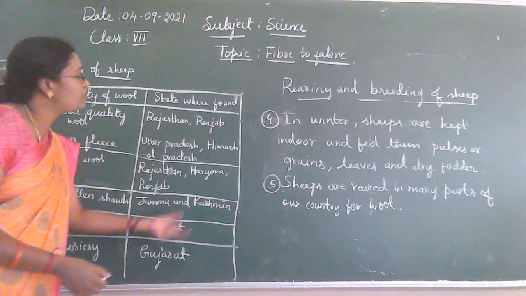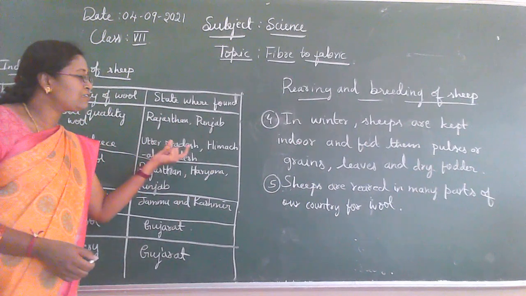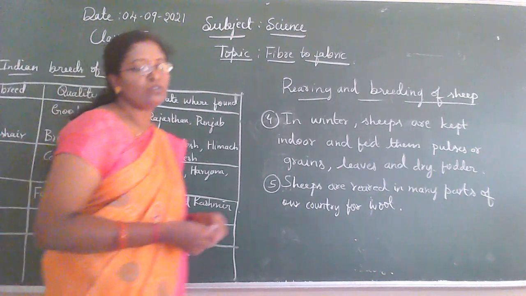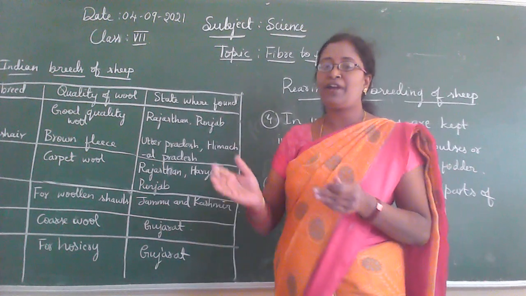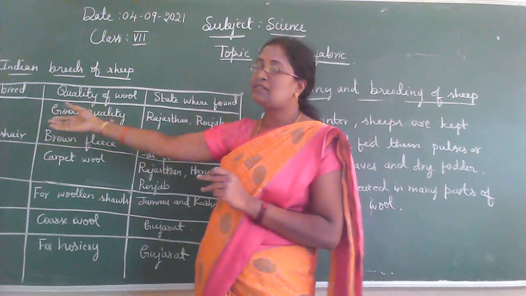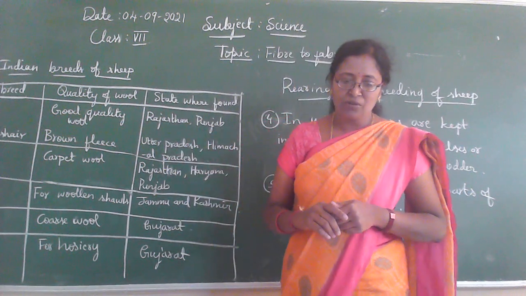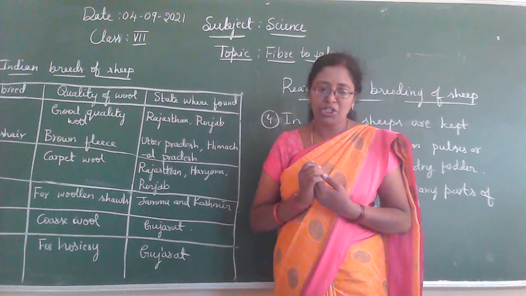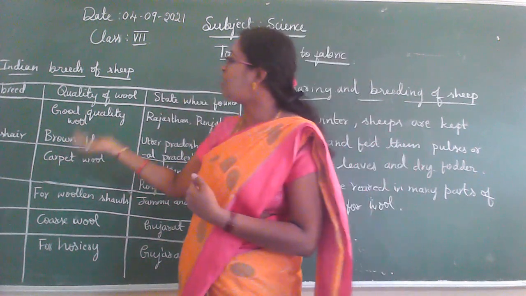So this column shows in which state of our country these types of breeds are raised. This last column shows different parts or different states of our country. So those states raise this type of breeds of sheep. Understand it, children? The table gives the different breeds of sheep that are raised in our country to get the wool.